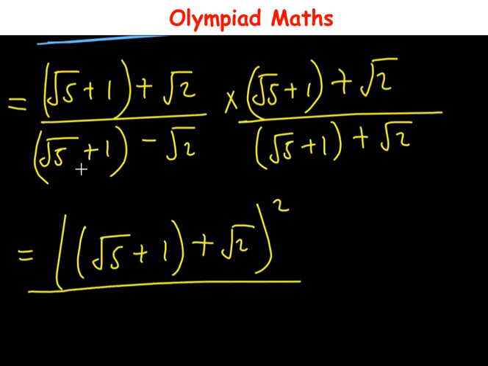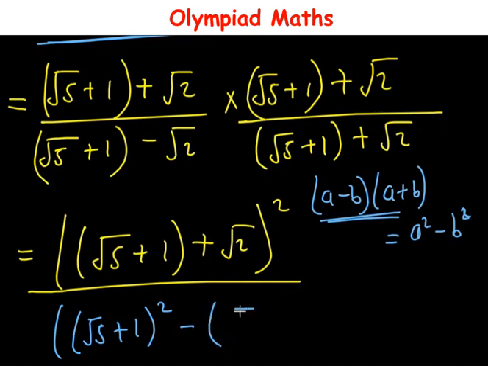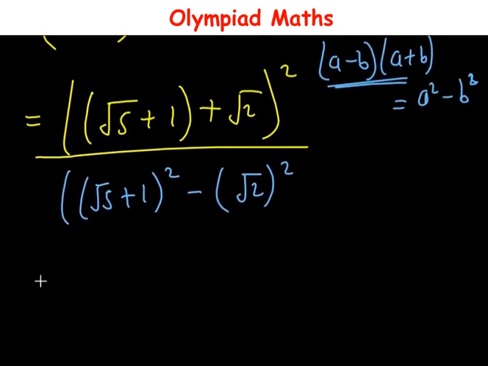Then divided by, this is simply in the form of, if you have a minus b multiplied by a plus b, this is equal to a squared minus b squared. Okay, the denominator is in this form, so that means we have it as, in brackets, root 5 plus 1, all squared, minus, in brackets, root 2, all squared. Okay, good.